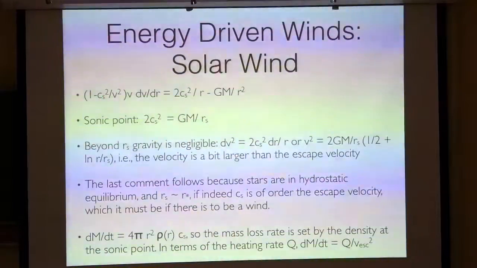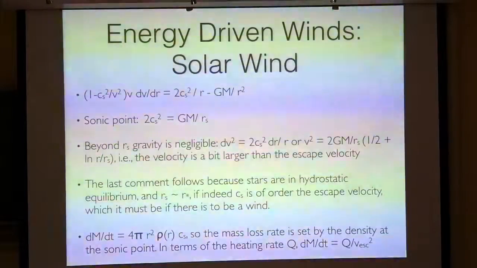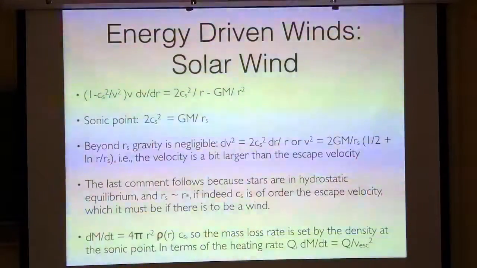And here there really is a pretty straightforward sonic point. When the sound speed is equal to the outflow velocity, this term goes to zero, so the right-hand side also has to go to zero, so you just solve for R there. That gives you the sonic radius, and it's comparable to the solar radius, so fairly close to the surface of the star. Now, beyond the sonic radius, at the sonic radius, these two terms are equal. As you go to larger radius, this one decreases faster than that one, so the only force that matters is not gravity, it's this pressure gradient term. And that drives them to higher velocities, okay?